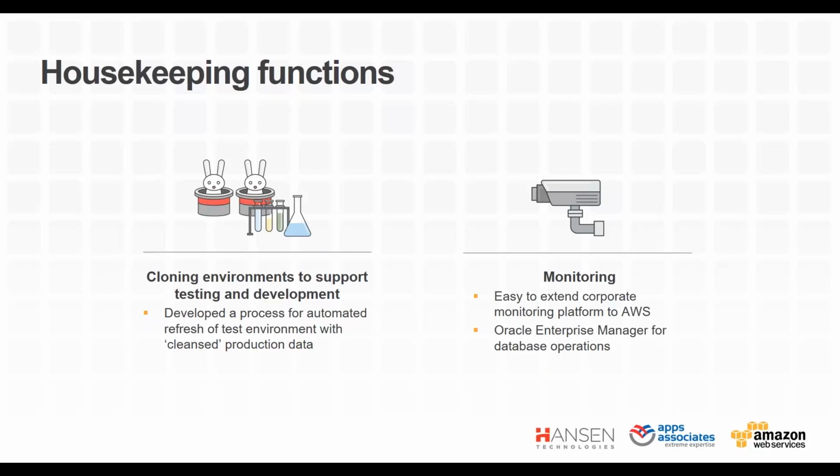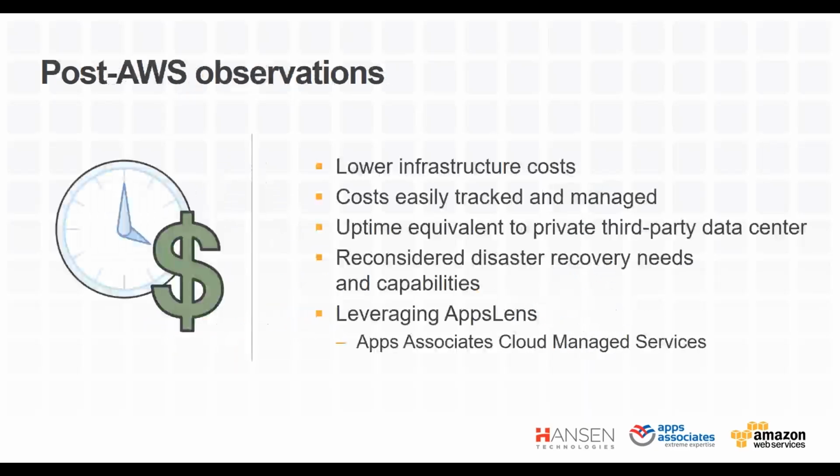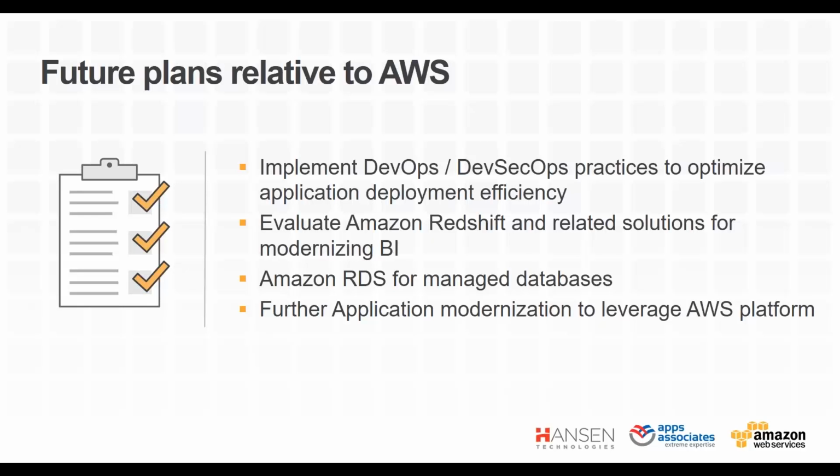There's some future plans for AWS that I want to just mention here. We want to continue to implement DevOps and DevSecOps practices to optimize our application deployment, make sure we can automate our deployments in a better fashion. We're looking at potentially evaluating different opportunities for modernizing our BI platform. There may be some opportunity for using RDS in the future, and continue to modernize the application to use more of the AWS functionality. So with that, I'll turn it back over to Sai.